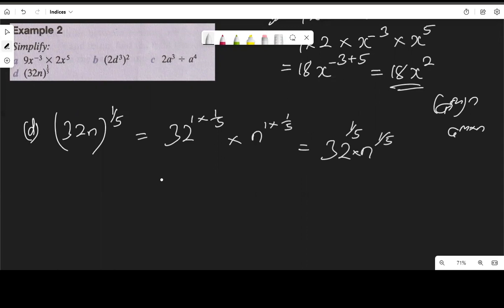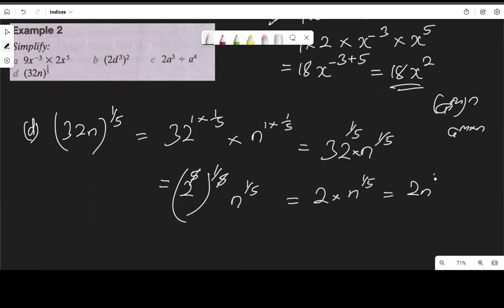Or another way we can write that is to express 32 in index form, which is 2 to the power of 5, then to the power of 1 over 5. Then n to the power of 1 over 5. So this 5 can cancel this 5, which is 2 times n to the power of 1 over 5. That is 2n to the power of 1 over 5.